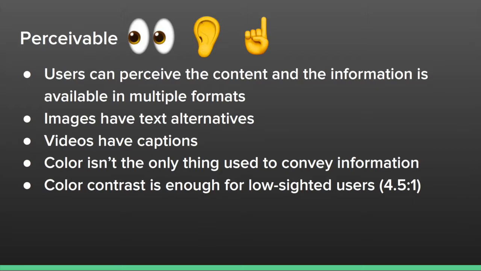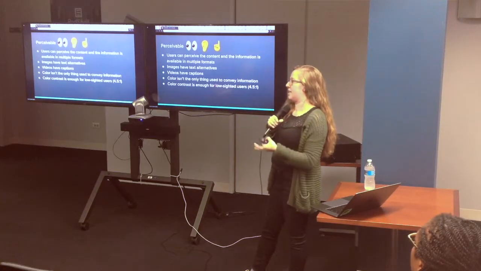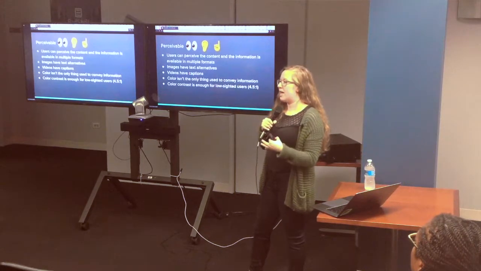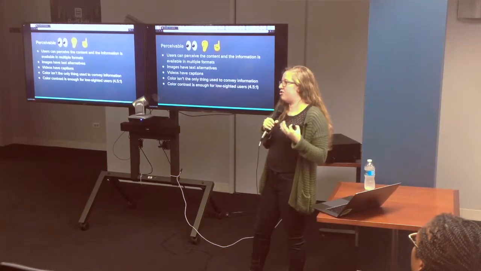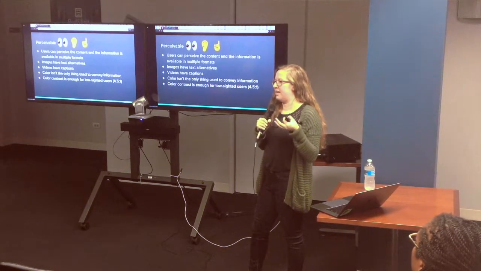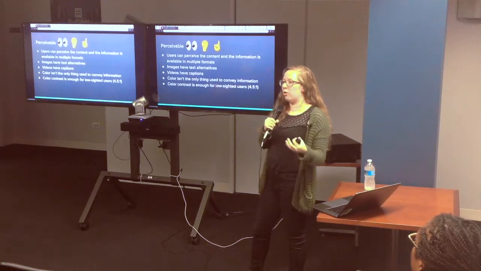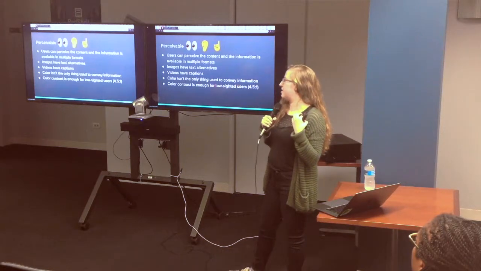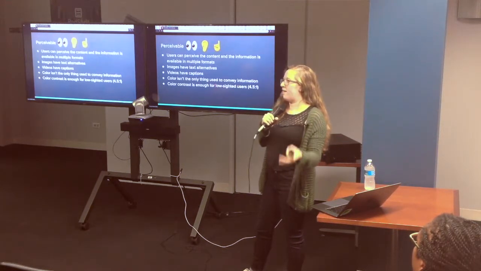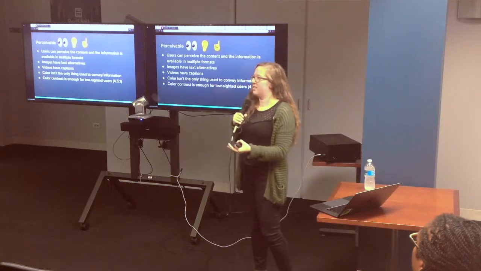So perceivable is the first category. Put eyes, ears, and a little pointer for touch. So users can perceive the content and the information is available in multiple formats. So the multiple formats is the key here. People learn in different ways. People prefer their content in different ways. So that doesn't just apply to people with disabilities. Sometimes they don't want to listen to a full podcast. They just want to scan the transcript. There's just many times when one format isn't working for you and you're happy that there's another format.